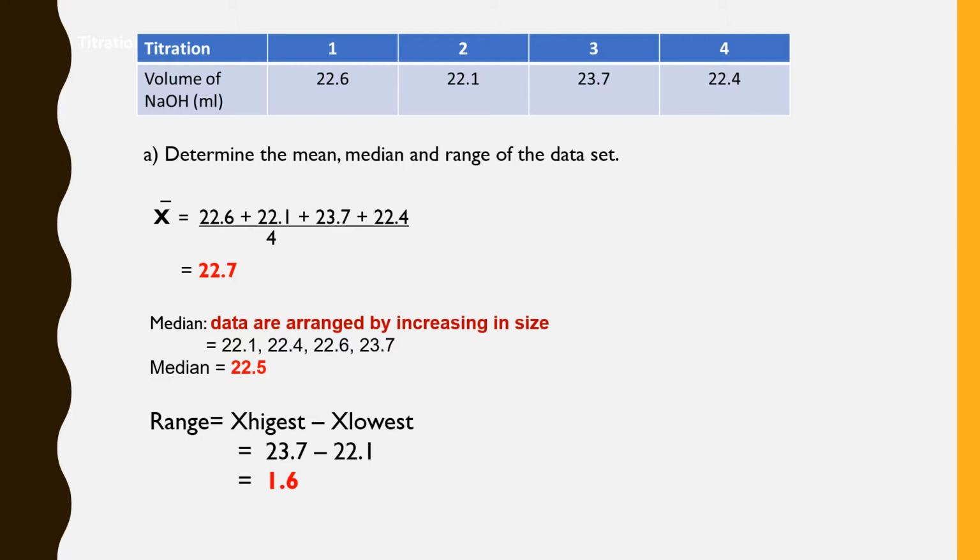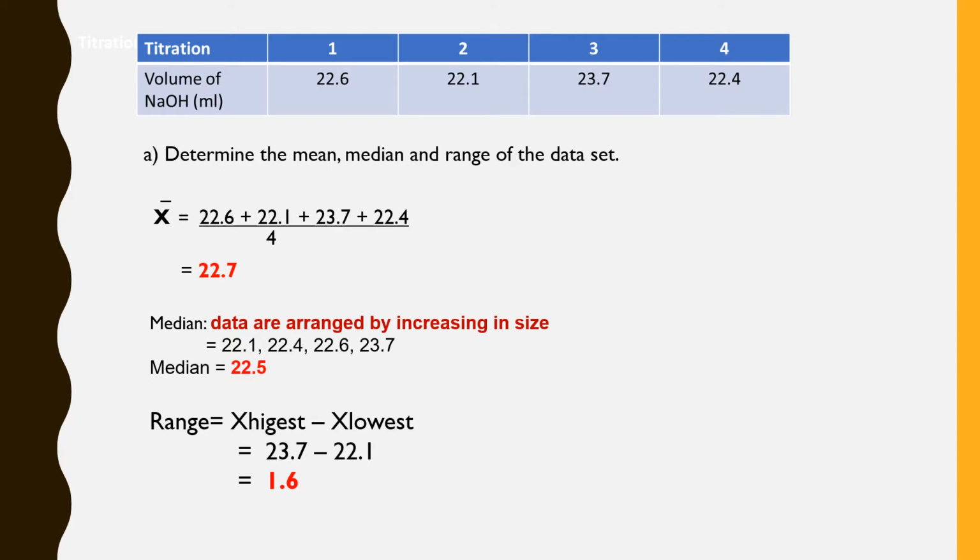For the median, the first step is to arrange the data from lowest to highest. So the data from the lowest: data number 2, 22.1, then data number 4, 22.4, then data number 1, 22.6, and then data number 3, 23.7. Median means the intermediate value. We have 4 data, so it is between data number 2 and number 3 here: 22.4 plus 22.6 over 2, so we will get 22.5.